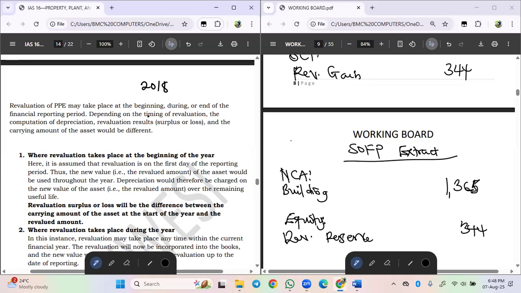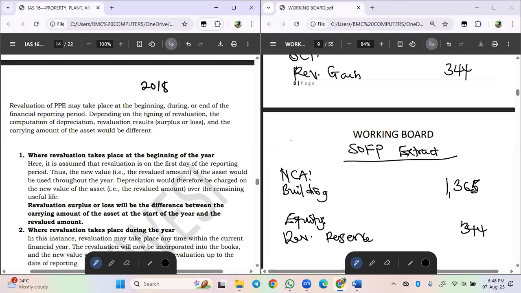And we are saying depending on the timing of revaluation, whether it took place at the beginning, during, or end of the financial period, the treatment of this revaluation results, whether it's surplus or loss, and the current amount of the assets will be different. Okay, so depending on the timing, that one determines how you are going to treat the revaluation reserves and all that.